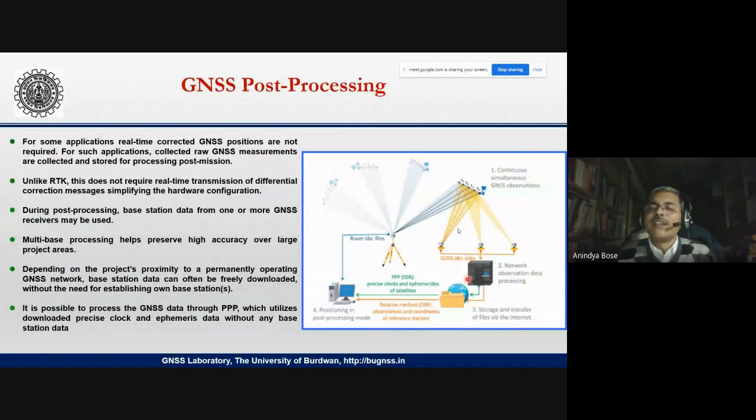So this is GNSS post processing. We have taken data here, right? This is the CORS, continuously operating reference station. They are collecting data, they are giving it to me, and then I am processing it afterwards to get my solutions.